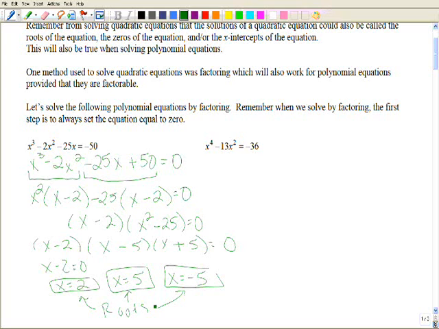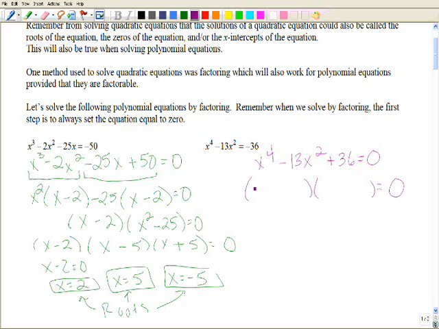Okay. Let's take a look at another example here. You can also check out this exact same example on page 438, example 1b in your textbook. But let's start out the same way. Let's get everything equal to 0. So we have x to the 4th minus 13x squared plus 36 equals 0. I have a trinomial here. So I can actually factor this as the product of two binomials.